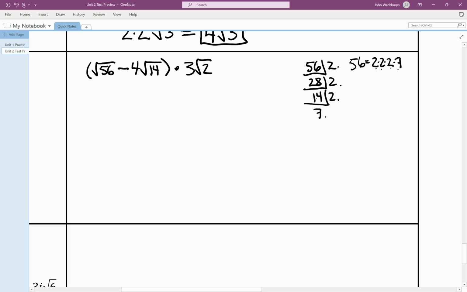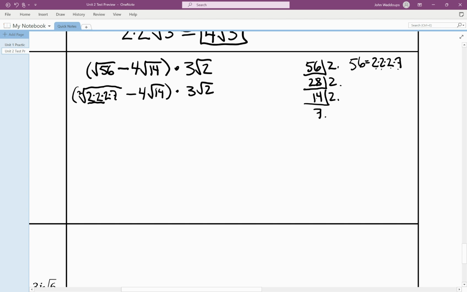The square root of 56 then is the square root of 2 times 2 times 2 times 7, because 2 times 2 times 2 times 7 is 56, minus 4 square root of 14. And then again, all of that's multiplied by 3 square root of 2. Remember, with the square root, the index is 2, so I'm looking for pairs of 2's, and I have one pair of 2's, so that's going to come out. I only have one single 2 and one single 7 left, so those are going to stay under the radical. So this 2 times 2 is going to come out as a single 2.